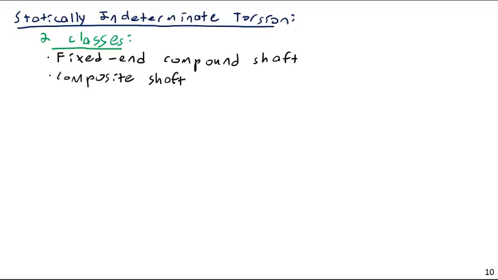Both of these will be statically indeterminate. A fixed end compound shaft obviously has fixed ends, that's fairly straightforward. But when we say compound, we mean that it's two different cross sections joined together. Composite would be two different materials. So let us look at the fixed end composite shaft first. I'm going to work through an example of a fixed end composite shaft.